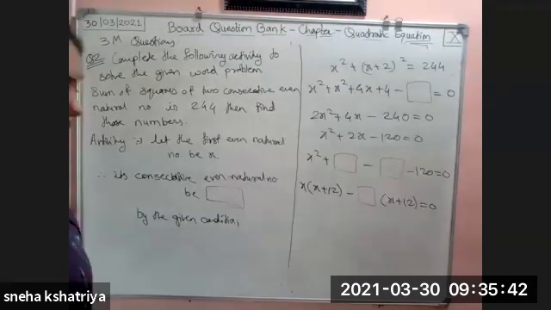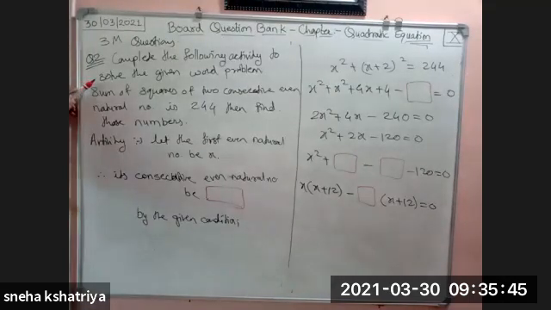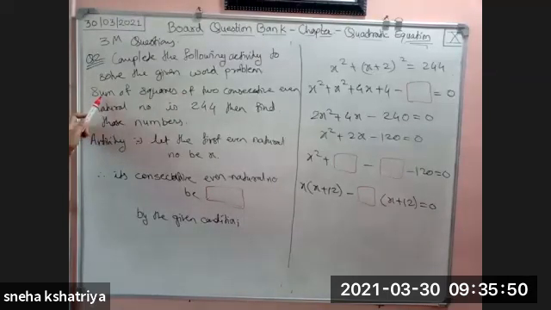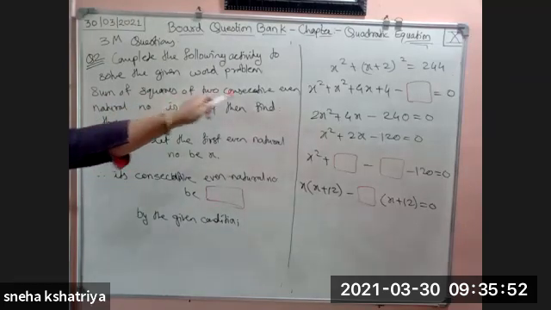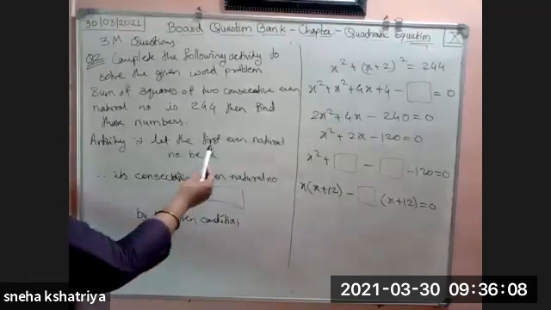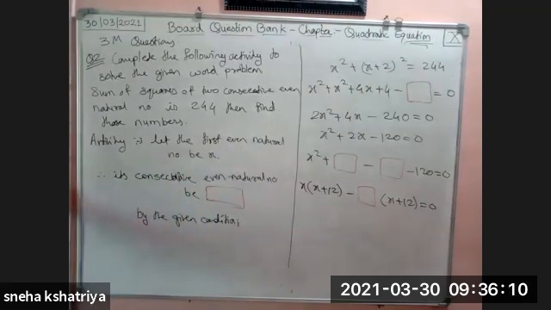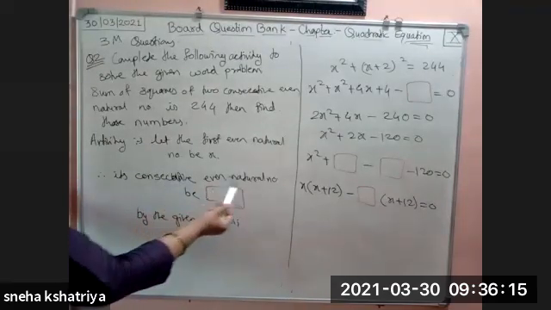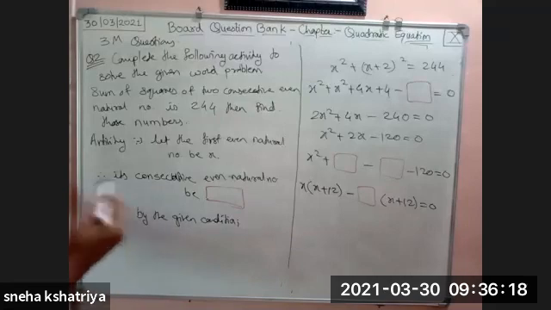Okay. Now see, what is the activity given to us? Sum of squares, sum means addition, of squares of two consecutive even natural numbers. The sum is 244. The value is already given as 244. Then we have to find out the numbers. So in such a case, what do we do? We assume the first even natural number as x. Then what will be its second consecutive even natural number? What will be the second number?